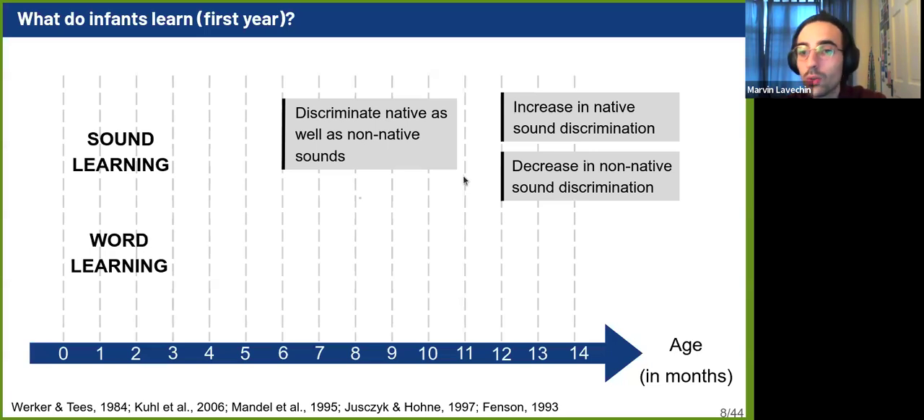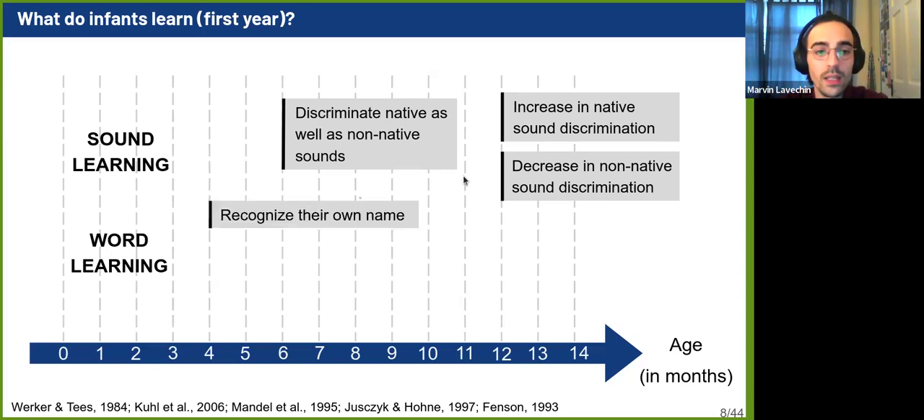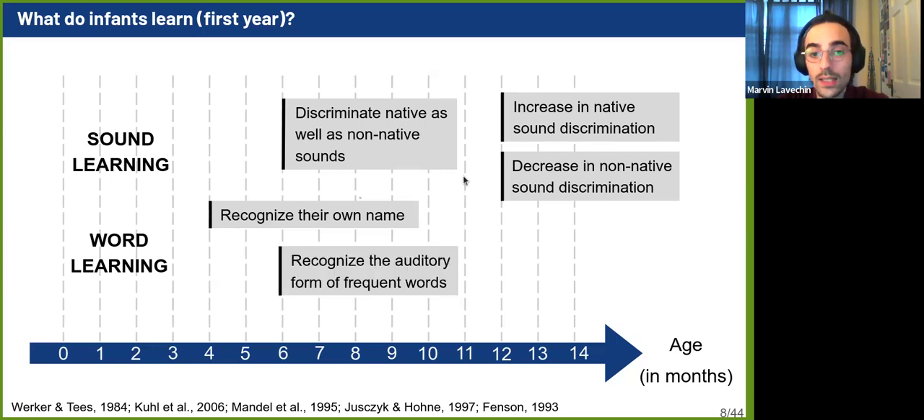So basically, in this short time span, 6 months only, they become language-specific listeners. This is like Kuhl's experiments and so on. Regarding word learning, on average, we know that infants start to recognize their own name at 4 months. At 6, they recognize the auditory form of frequent words. And by their third birthday, they typically comprehend around 80 words.